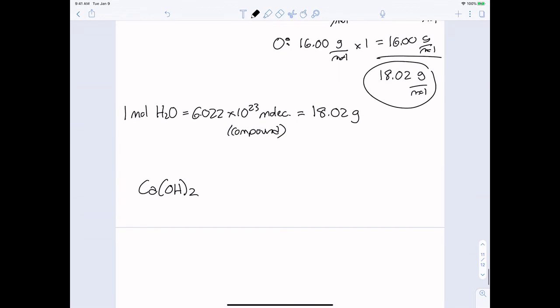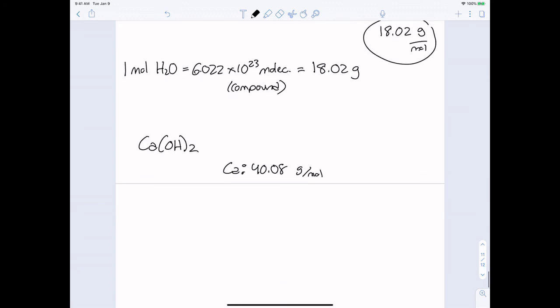So again, just looking at our periodic table, calcium is 40.08. Again, I generally round to 2 digits after the decimal point. You can carry out more, just not less. There's only 1 of them. I changed my units from atomic mass units. Oxygen, there's actually 2 of them, right? There's a hydroxide ion, and then there's 2 of those. So 2 oxygen, and I'm just going to multiply by 2 right away.